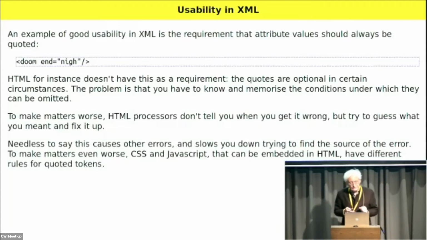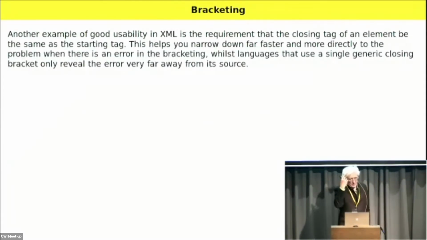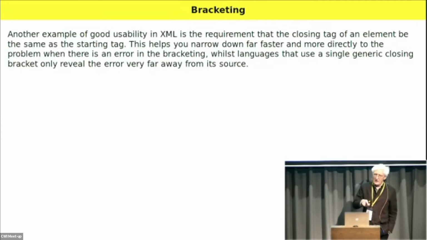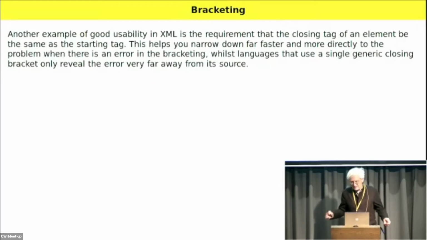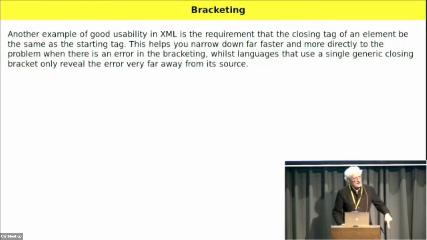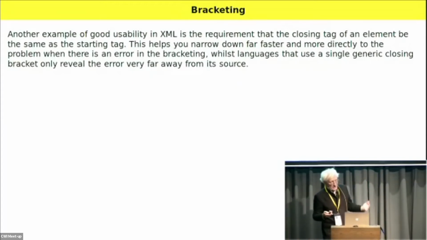So I think that this rule is a good one in XML. Another example is the requirement that the start tag and the closing tag be the same. It helps error messages be much more locatable, because if you've just got generic closing brackets, then at the end of a huge load of closing, it says mismatched, and it's much more work to find out where the mismatch is. In this method, you find the mismatch much earlier.